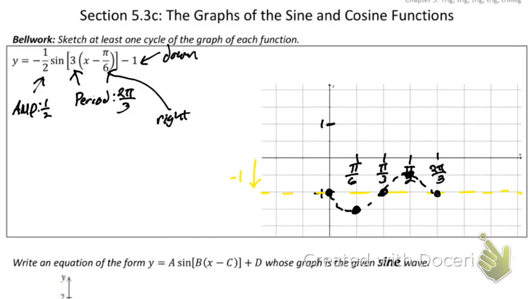All right, then all I have to do is shift it right pi over 6. Good thing pi over 6 is already labeled. So that's going to shift all those points, basically 1 tick mark over. Move that guy over, move that guy over, move that guy over.